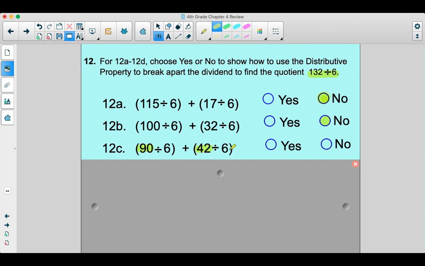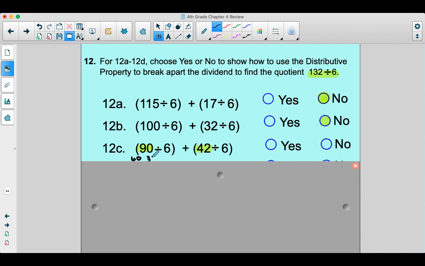Okay, so I know this one. I'm going to start here because I know this basic fact. 6 times 7 is 42. So this part is going to be evenly divided. And then I'm going to come over here. I don't know this one quite yet, but I'm going to break the 90 into smaller pieces so I can think about it. So I'm going to break the 90 into a 60 and a 30.